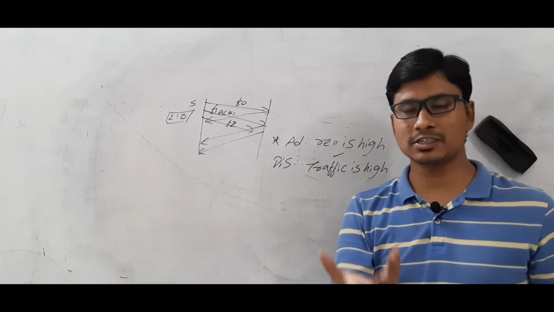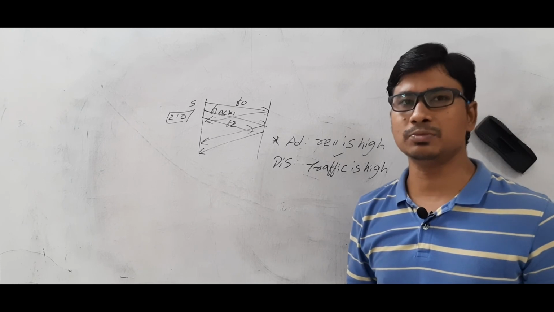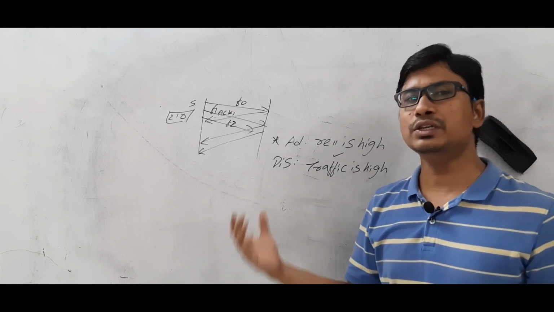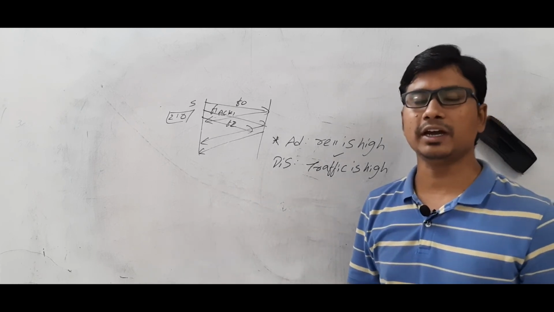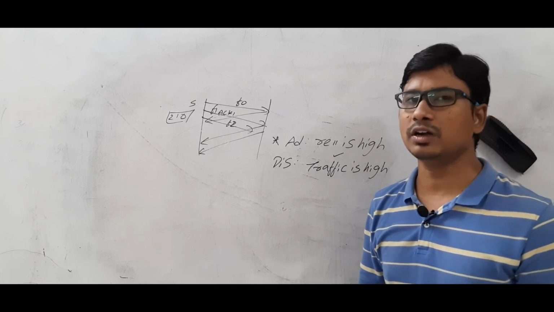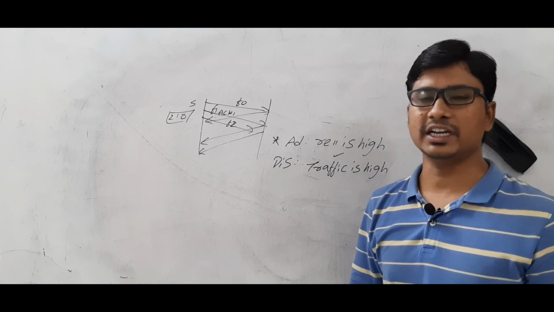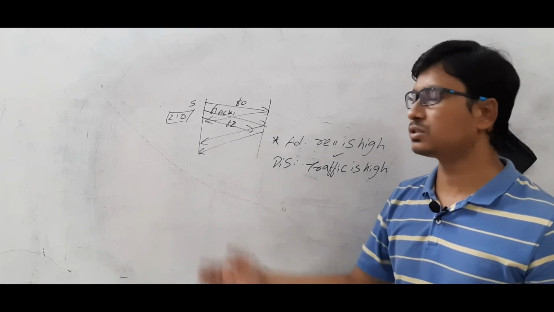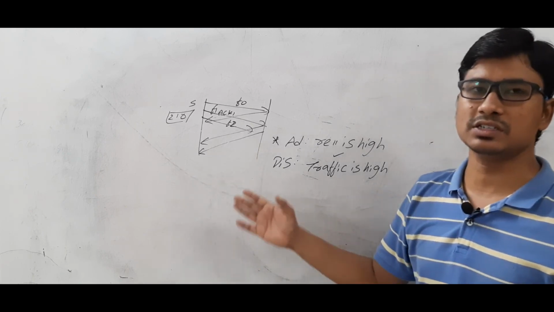By this time you can ask me, sir, you said Go-Back-N is using cumulative acknowledgement, so which one is using independent acknowledgement? Independent acknowledgement is used by the Selective Repeat protocol, which I will discuss in the next video. I hope you have understood the concepts which I have discussed in this video.